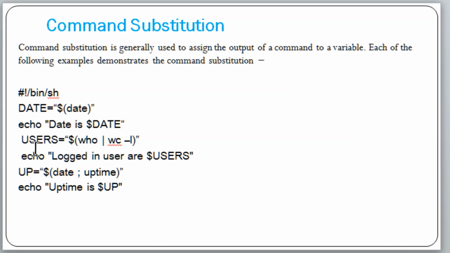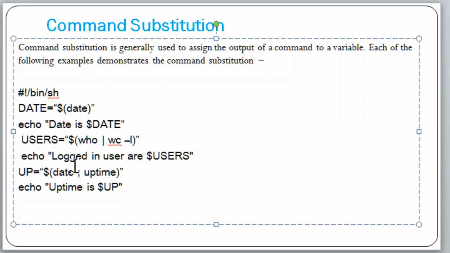We can set the users variable equal to the output of the who command piped into the word count command. So when we echo logged in users are $users, it's going to display the output of that, okay? And we have the up variable set equal to the date and the uptime commands. So guys, this little semicolon here means do this command, and on a new line, run this command, okay? It isn't joining these two commands, it's just running them separately, but without having to do a new line, okay?